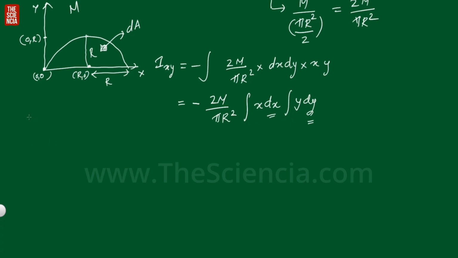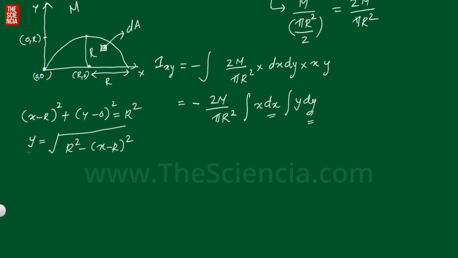So what is the relation between them? The relation is (x minus r) all square plus (y minus 0) all square equals r square. You check, you substitute the 0 value for x, then you get the y value. Okay, and substitute the r value for x, then you get the y value. Okay, so this is the relation. So from here we can find y equal to root of r square minus (x minus r) all square. So here y is a function of x.